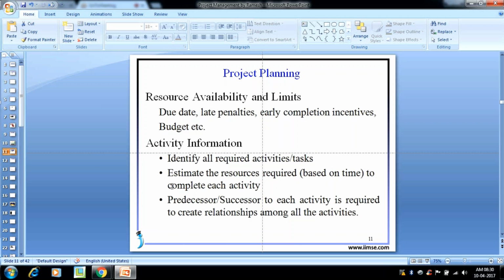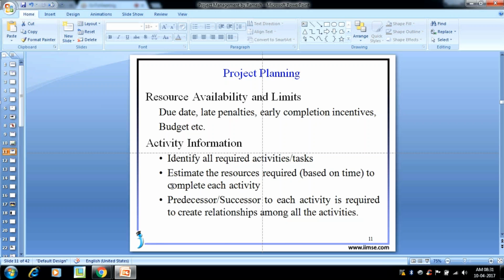Next one. What is project planning actually? Resources, actually how we do. Resources in every project we have, but their availability is very limited. And also dates. For every project we have some due dates when we should complete our project. If we do our project late, then actually we should pay some penalties also to the client. If we complete our project early, sometimes we provide incentives to our employees. For that we show some budgeting.